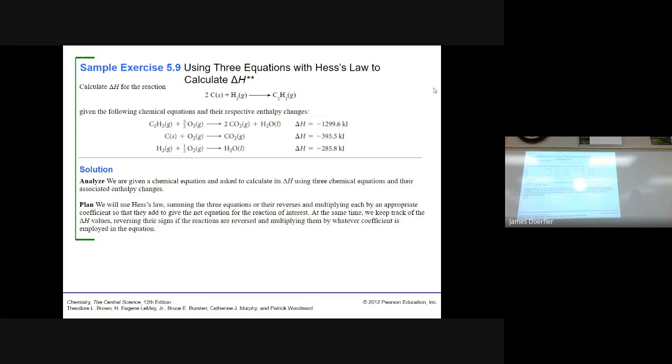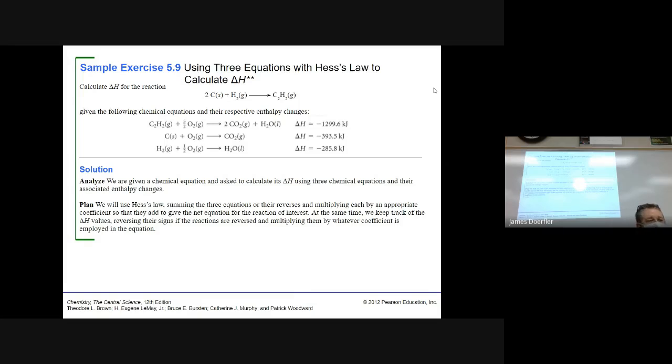Let's take a look at this sample exercise that they have here, okay? Today, before we really get involved, you will need a calculating device, okay? So, if you have one, I would highly recommend you have it out. Okay, let's take a look.